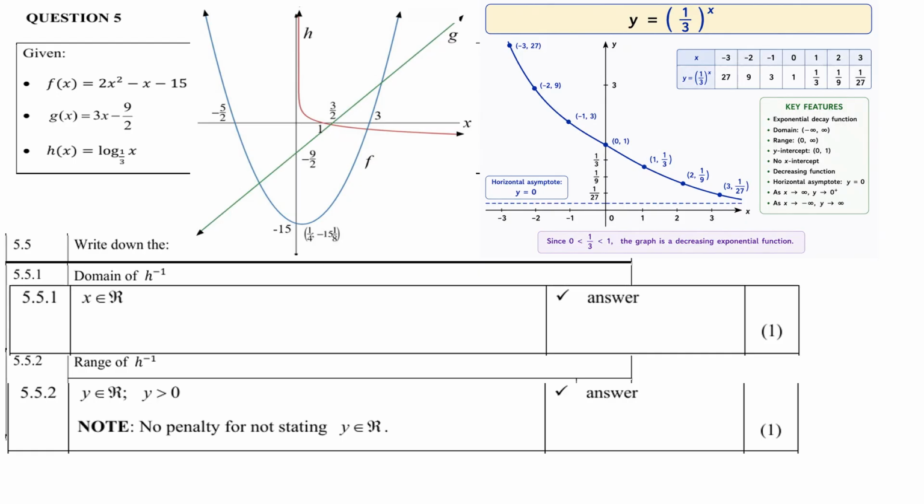Then the range of h inverse. Now, again, look where is h, and h inverse, it's the same graph we just spoke about now, but now y will be all the real values, but remember the asymptote is y equals 0, so therefore it's got to be greater than 0.